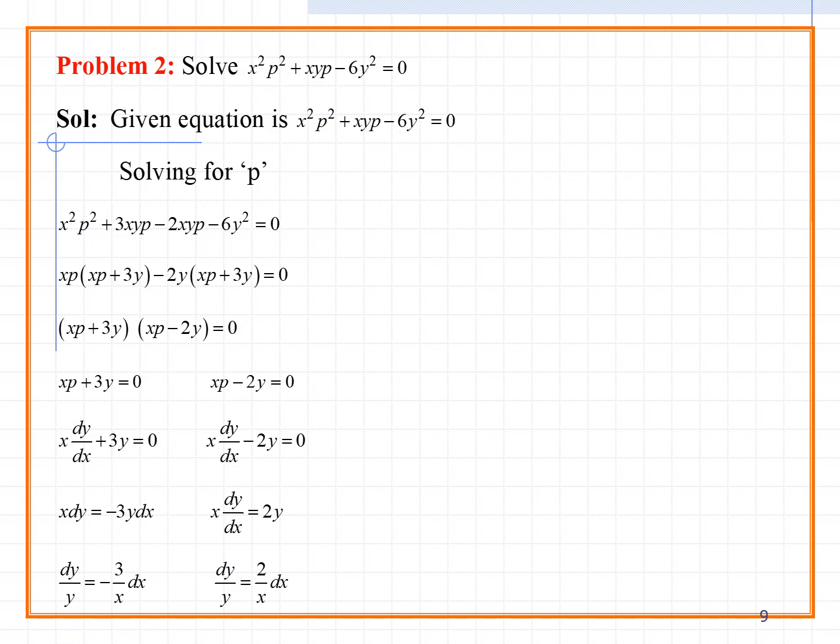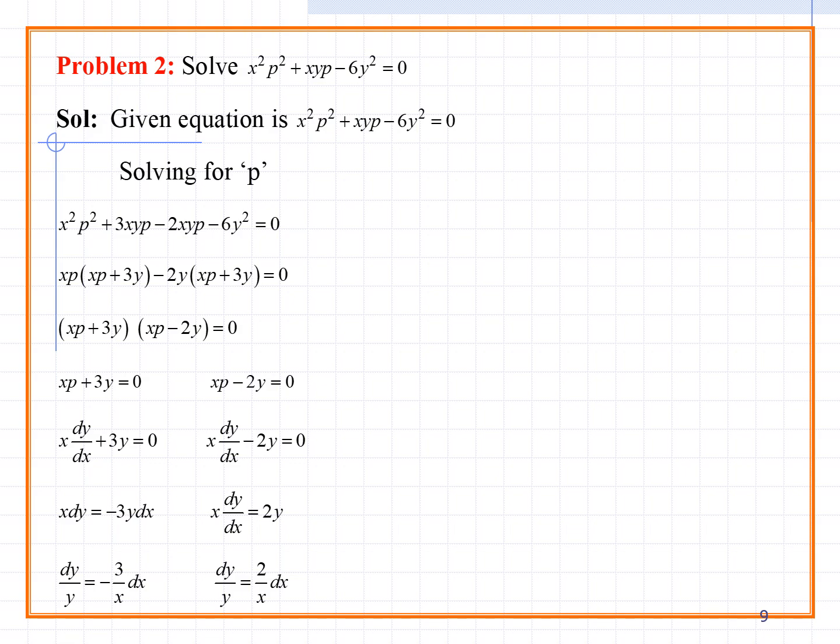x p minus 2y equal to 0. P means dy by dx. So x dy by dx plus 3y equal to 0, x dy by dx minus 2y equal to 0. You can use variable separable: x dy equal to minus 3y dx, dy by y equal to minus 3 by x dx. The same process you can apply to the second equation also.